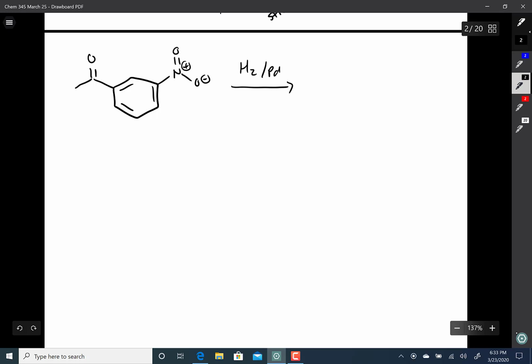Turns out hydrogen on palladium is pretty selective and doesn't react with carbonyls very quickly at all. As a result, you can selectively reduce the nitro group in the presence of a carbonyl.